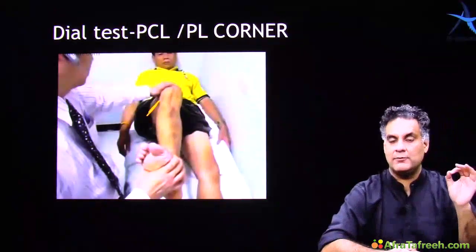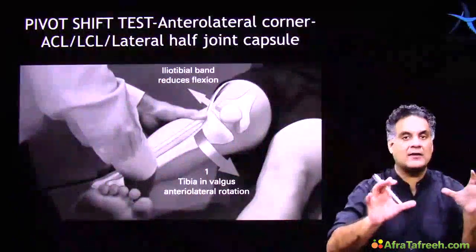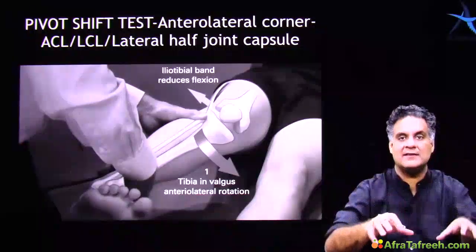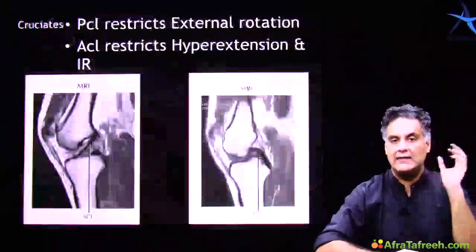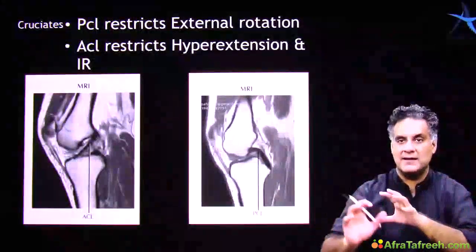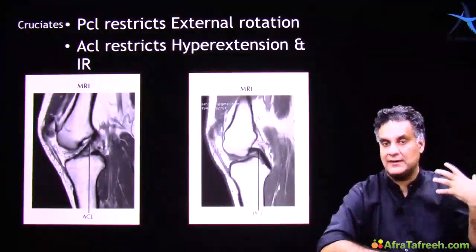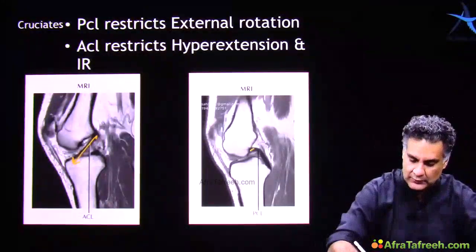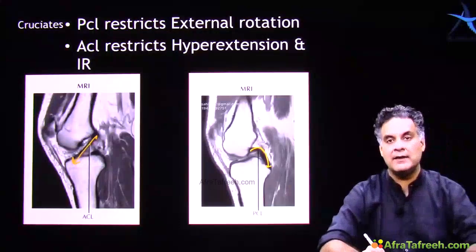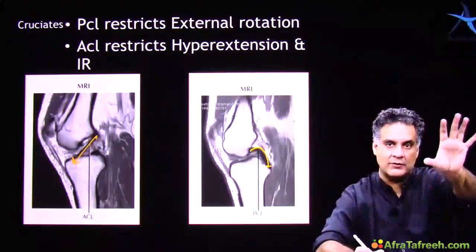If it is damaged, the prognosis of the knee is very poor. Now, pivot shift test: anterolateral corner, where mainly ACL is there, and posterolateral corner, mainly PCL is there. And when I look at ACL and PCL, we saw this when we were doing imaging starting. ACL restricts hyperextension and internal rotation, and it goes anteriorly on the tibia, whereas PCL goes on the posterior margin of the tibia. But both come from the posterior aspect of the femur in the sagittal view on the MRI.